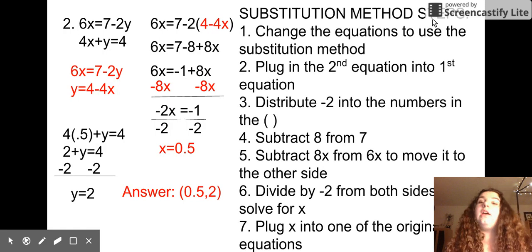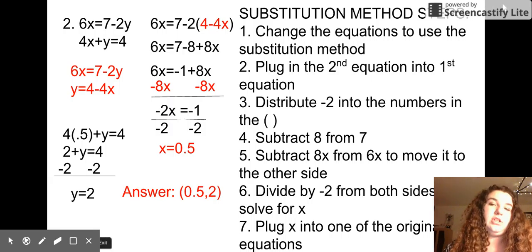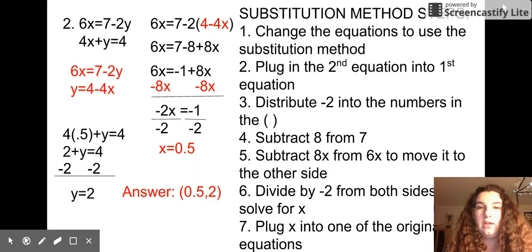And then the substitution method steps are: 1, change the equations to make them usable for the substitution method; 2, plug the second equation into the first equation; 3, distribute -2 into the numbers in the parentheses; 4, subtract 8 from 7; 5, subtract 8x from 6x to move it to the other side; 6, divide by -2 on both sides to solve for x; and 7, plug in x into one of the equations.